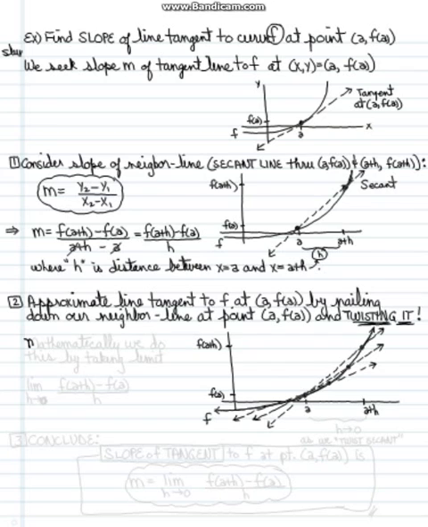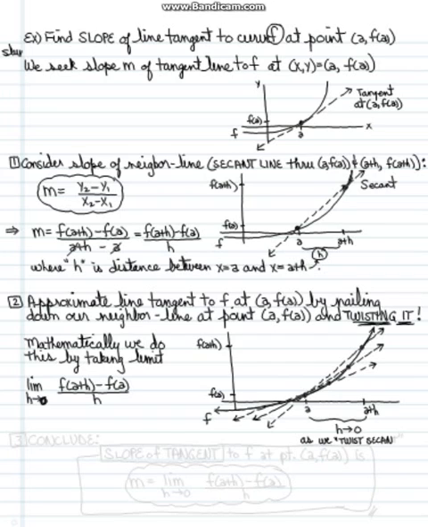What does it mean to twist the secant line? Well, mathematically, we do this twisting thing by taking the limit as the distance between a and a plus h on the x-axis goes to 0. So as h goes to 0, we take that limit of f of a plus h minus f of a over h. And you can see as that value h goes to 0, there's no distance between a and a plus h, and we've got our tangent line.